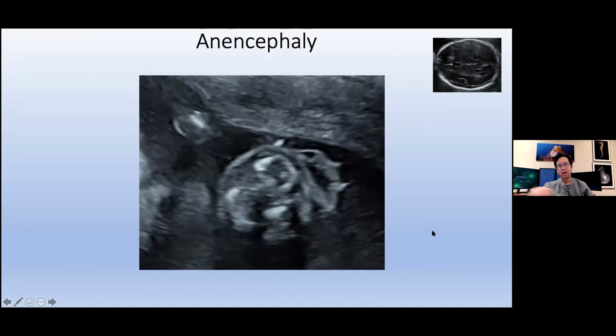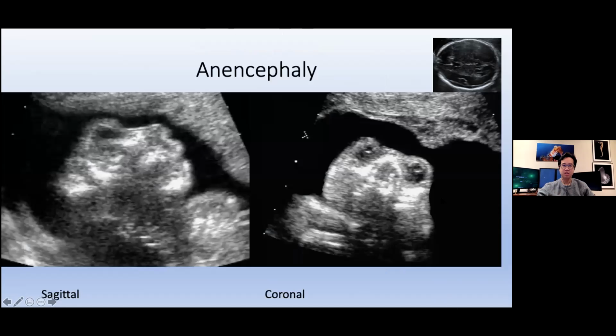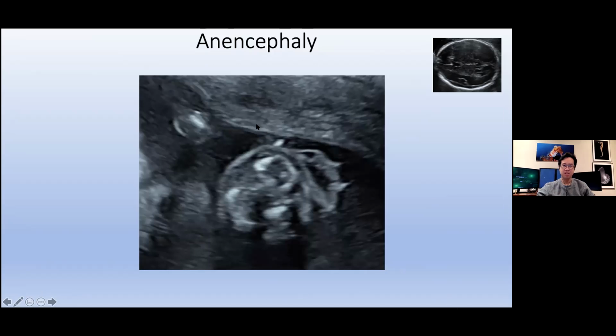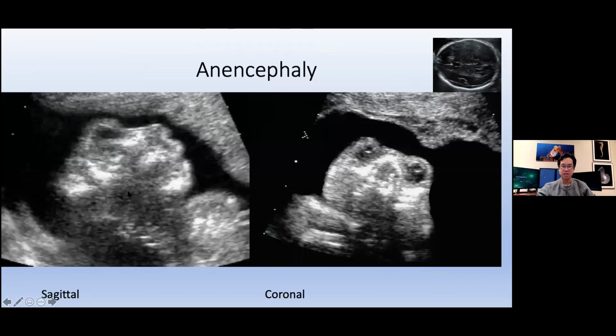Anencephaly. This is an image of the fetus, okay? So it's hard to determine, but there's absence of the cranial vault here. But if you look at it in cross section, right? This is a sagittal image and a coronal image of that same fetus. Here are the fetal orbits, here's the nose and the chin, and then there's no cranial vault at all. There's no brain material.